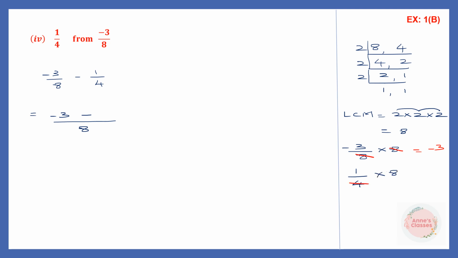You can cancel. 4 2s are 8. So 1 into 2 is 2. So we can write that minus 2. So here minus 3 minus 2. Signs are the same. Put the same sign and add. 3 plus 2 is 5 by 8. So we have minus 5 by 8, which is our answer.